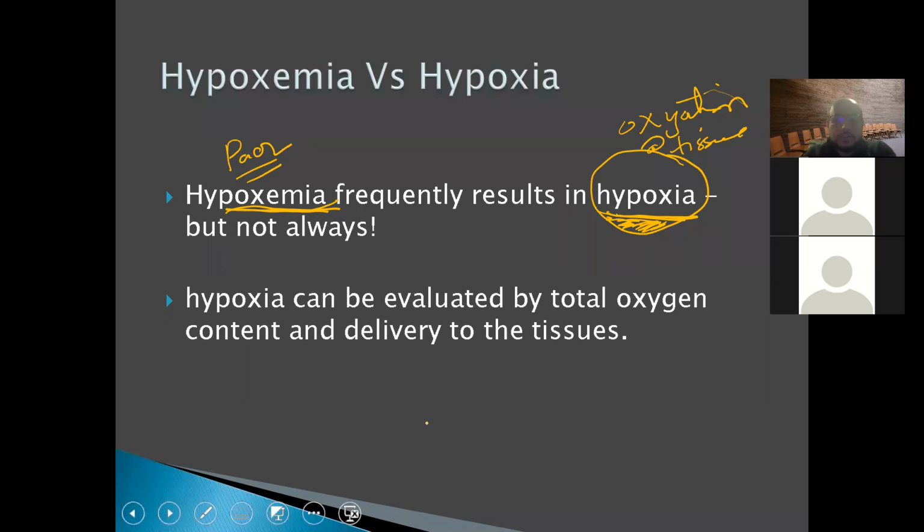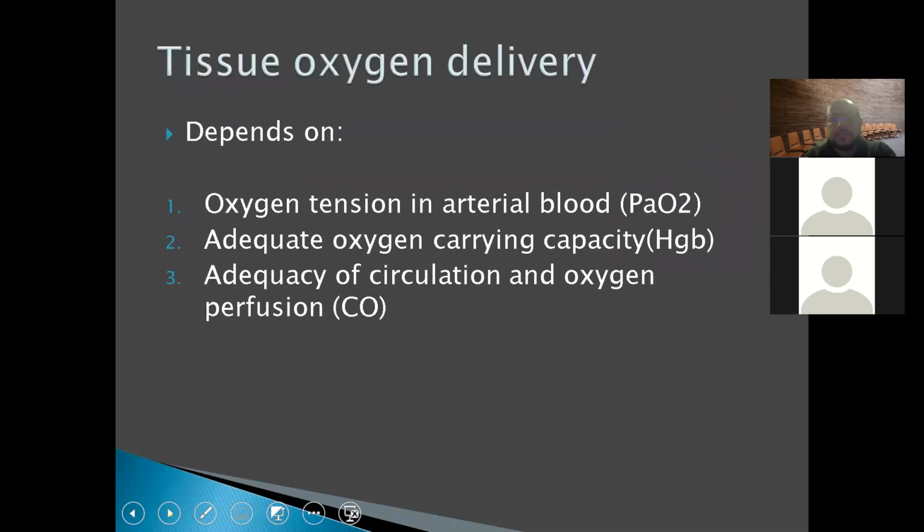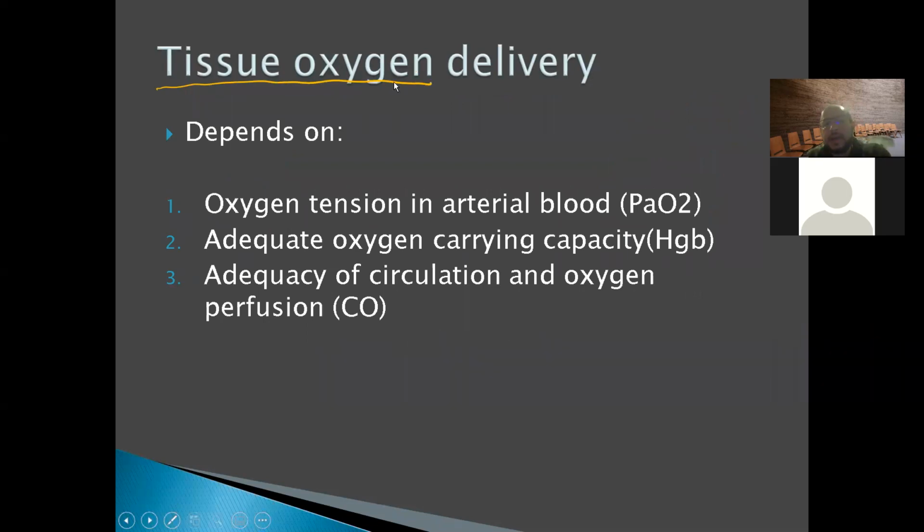There are factors affecting oxygen delivery to the tissue. Now we are talking about hypoxia. What factors affect your oxygen at the tissue level? I'm not talking about hypoxemia itself, I'm talking about the tissue level. Number one is the PaO2, the arterial oxygen, your oxygen tension in the arterial blood. The second factor is the hemoglobin.